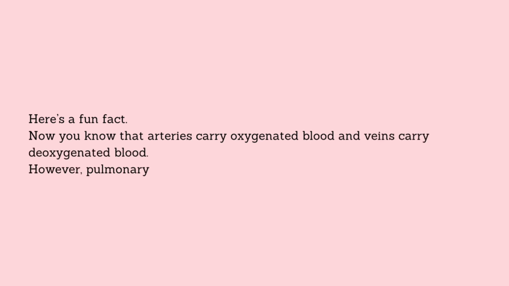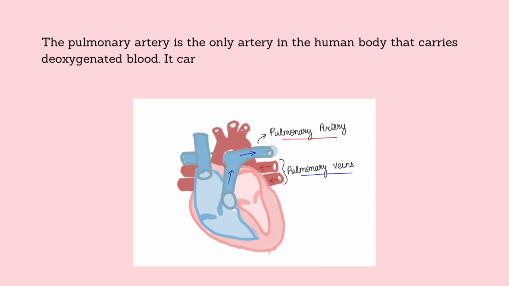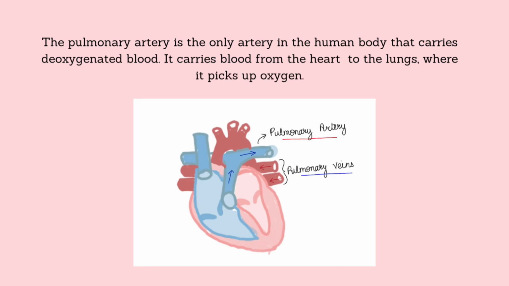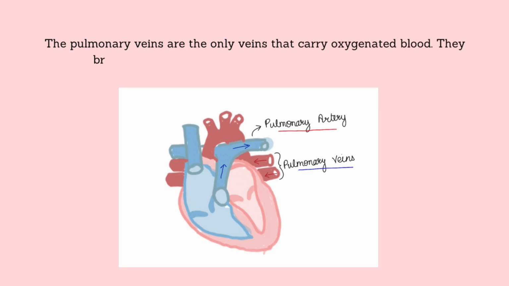Now you know that arteries carry oxygenated blood and veins carry deoxygenated blood. However, the pulmonary artery and pulmonary veins are exceptions. The pulmonary artery is the only artery in the human body that carries deoxygenated blood. It carries blood from the heart to the lungs, where it picks up oxygen. And the pulmonary veins are the only veins that carry oxygenated blood. They bring oxygen-rich blood from the lungs back to the heart.